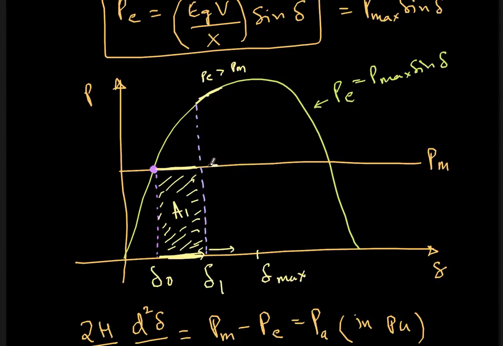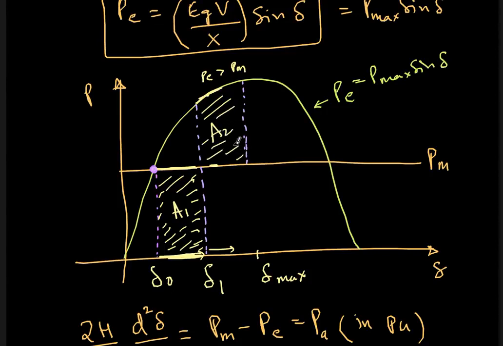So it cannot go on forever. There will be some maximum point it will reach, and then after reaching that maximum point, the machine will come back to its original point after a few oscillations, assuming that the oscillations are going to be damped because of some friction or some losses and so on. Now, this area will be A2.